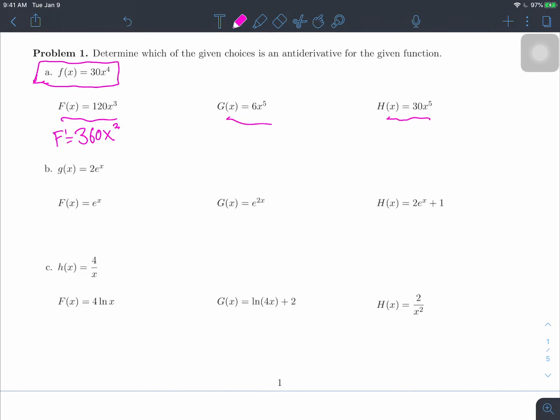Let's try this second one. 6x to the power 5. Well, if I found g prime, it would be 30x to the fourth. I think that's our winner.